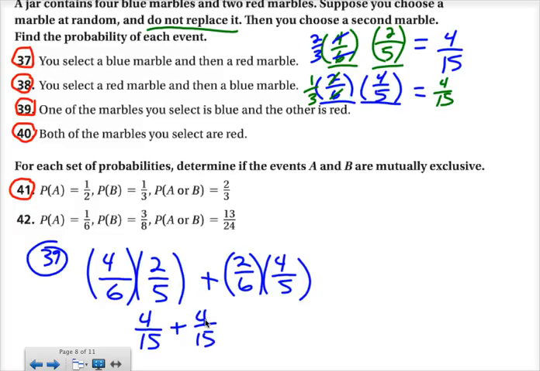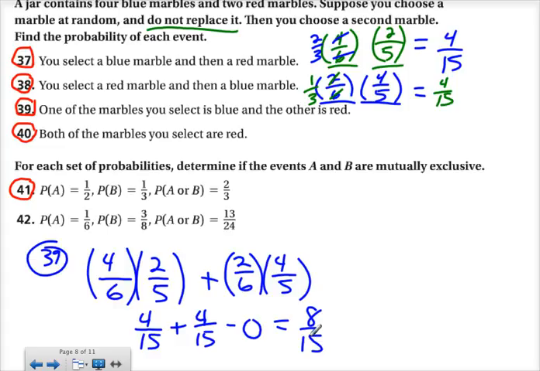And then what you have to do is stop for a second and say, is there any way for both of those situations to happen at the same time? And the answer to that is no. You can't get a blue and then a red marble at the same time as getting a red and then a blue marble. It's not going to happen. So this is an or situation, but they're mutually exclusive, so we don't have to subtract anything from that at all. And of course, that's just going to give us 8/15 when we add those two together.